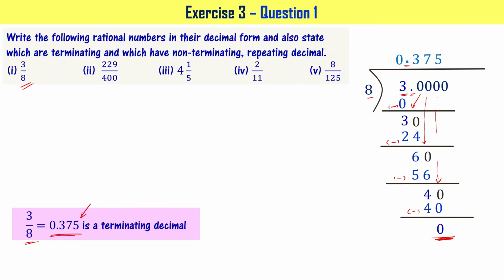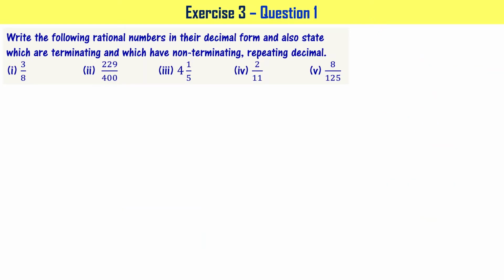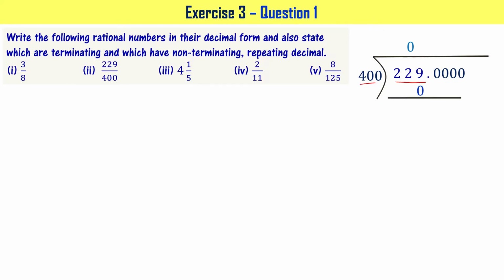Got it? Now let's look at the second part of the problem, that is 229 divided by 400, right? We have to write this particular rational number in its decimal form. For that, let me write 229 as 229.000 and so on. And let me divide that with 400 using the long division method. You see 229 is smaller than 400, right? That's why what I do is 0 times 400 is 0. Let me subtract that from 229. When I do that, I get 229 as the answer, right?